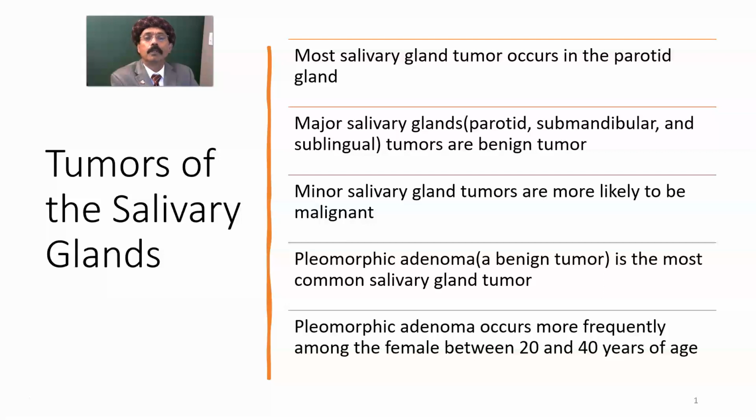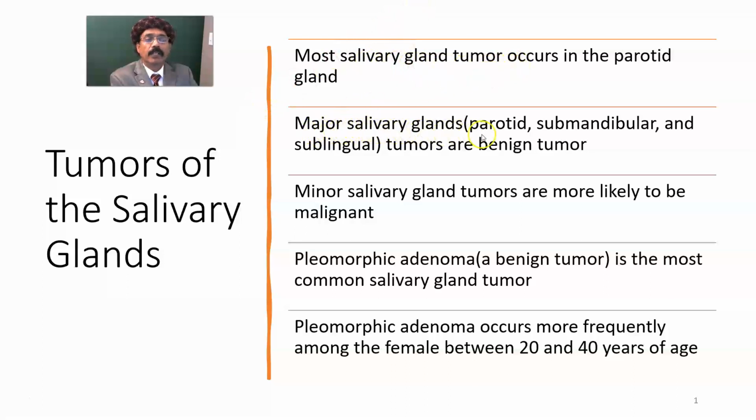Today I will discuss tumors of the salivary glands. We have three pairs of major salivary glands: the parotid gland, the submandibular glands and the sublingual glands. We have numerous minor salivary glands. Most salivary gland tumors occur in the parotid gland.